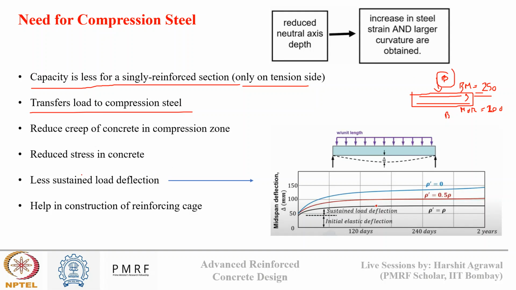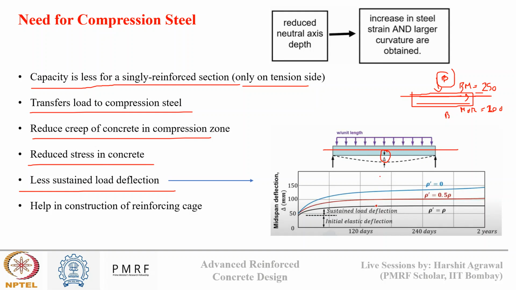There are other benefits also for providing compression steel. It reduces the creep in concrete. It reduces the stress in concrete, since there is reinforcement now on the compression side also, which can take stress. There is less sustained load deflection. If you see the deflection at the midpoint under sustained loading, as we increase the compression steel, the deflection at the midpoint also decreases. And it helps in construction of the reinforcement cage.